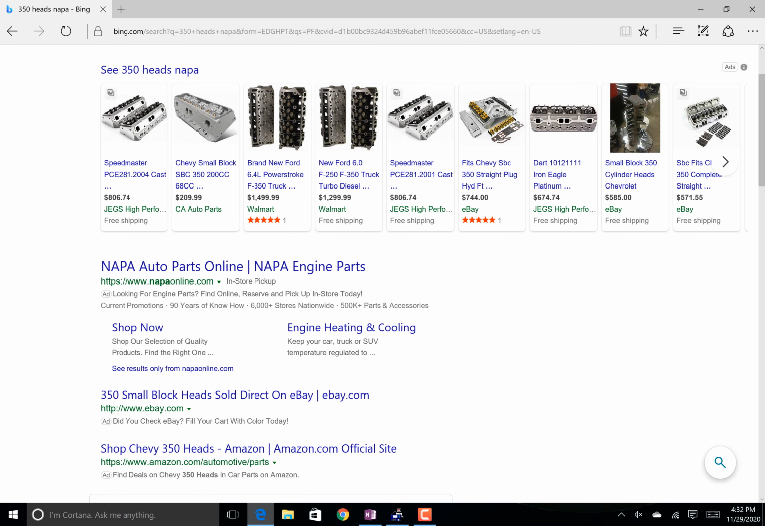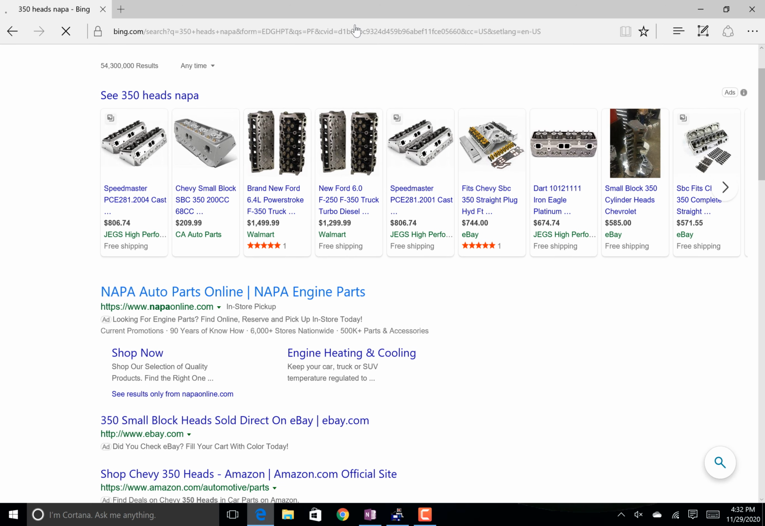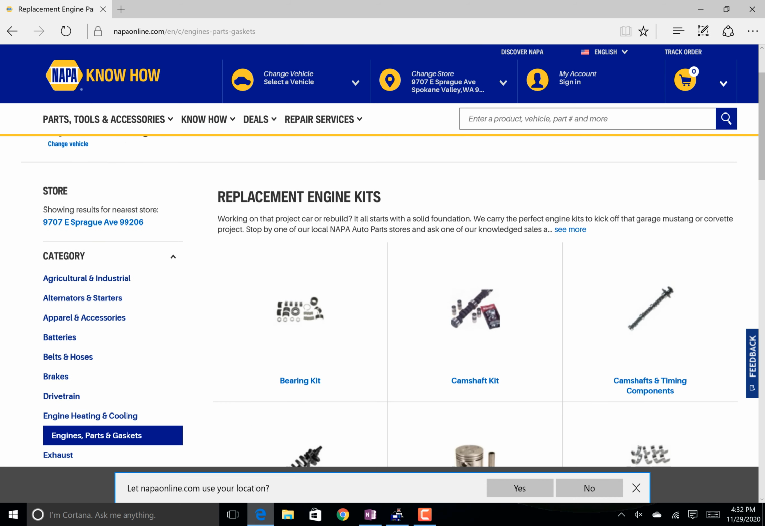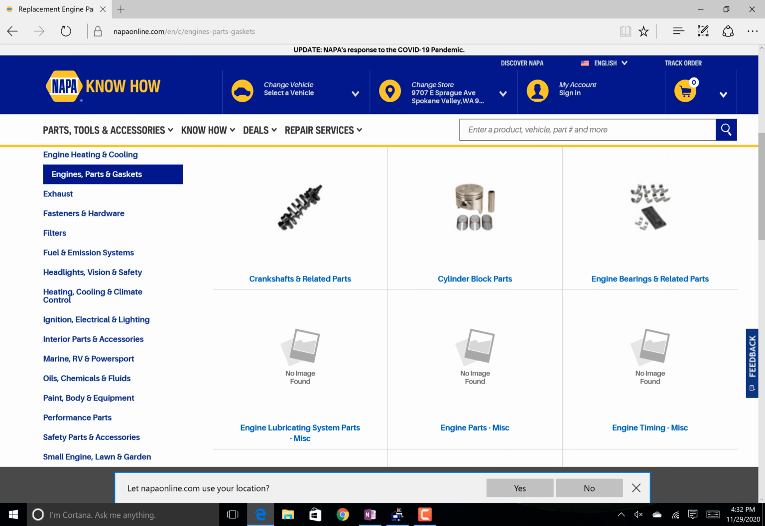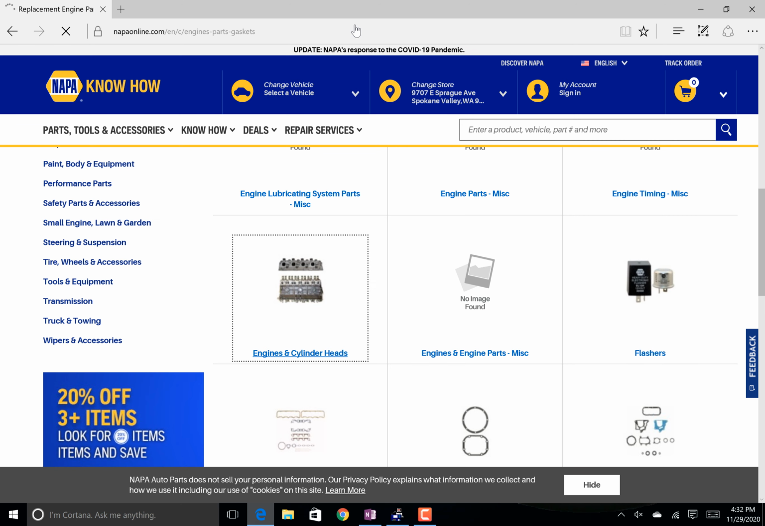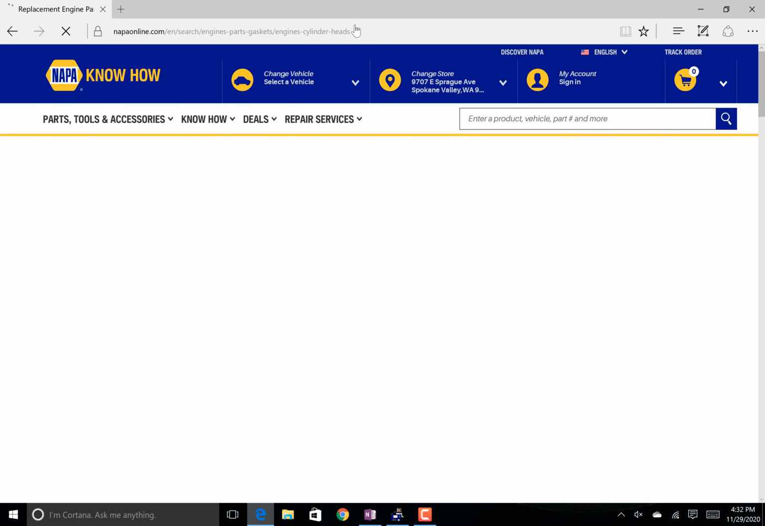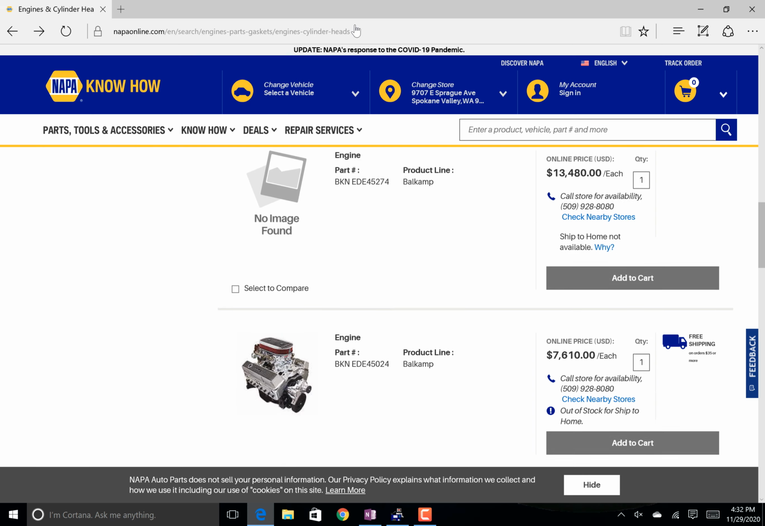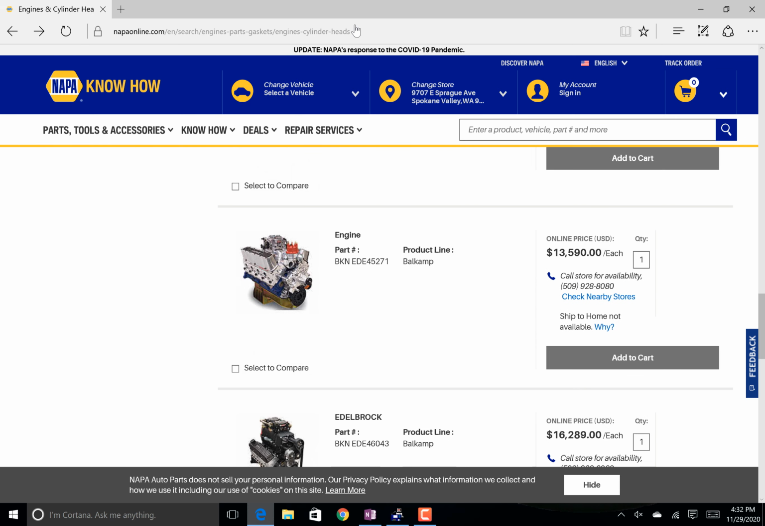So you come in here into the Napa website, I guess. Here we go. Let's just look one up real quick. What I want to show you is that sometimes when you're looking at these, if a person just went looking on Summit Racing, that may or may not be the head that you actually want for your vehicle. You may make it so that your truck goes super fast on the way to the dump, but it's kind of useless for pulling.